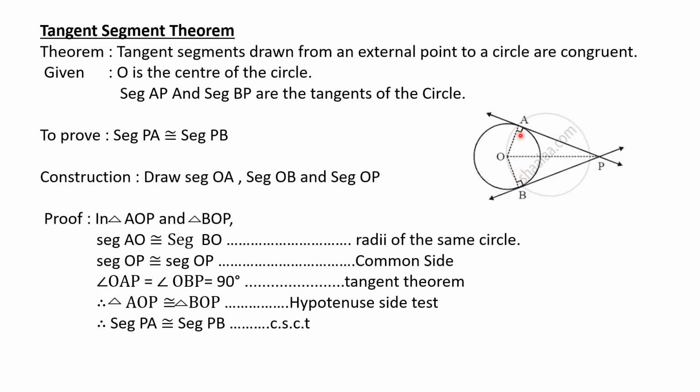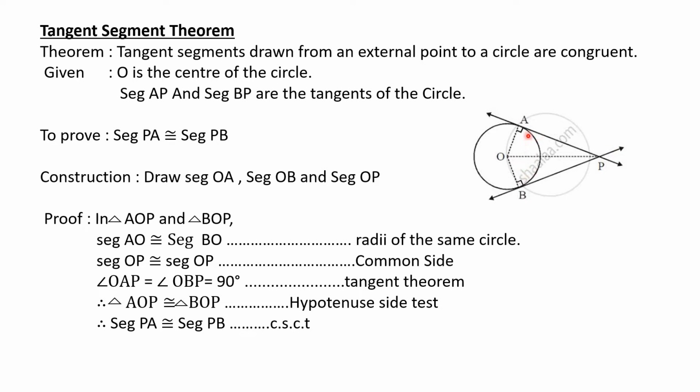Construction: we see here in dotted lines we join the given points. We construct seg OA, seg OB and seg OP. When we join these points, two angles are formed and two triangles are formed, triangle AOP and triangle BOP. So in the proof, in triangles AOP and BOP, these two triangles are formed here.